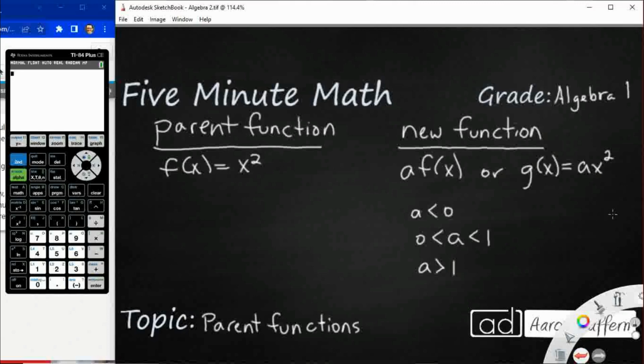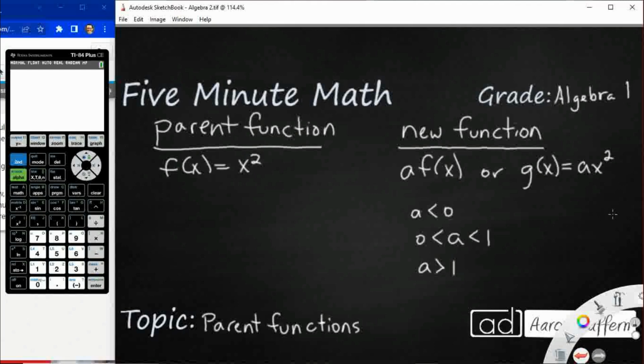Hello and welcome to 5-Minute Math. Today we are looking at the Algebra 1 concept of parent functions, specifically how they are affected when we change certain parts of them, and we'll do it in 5 minutes or less.